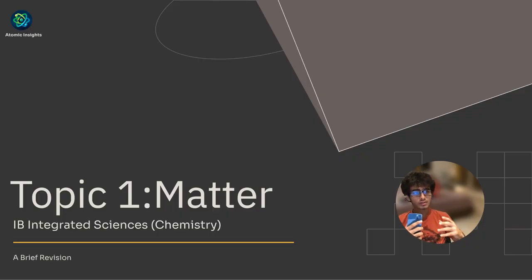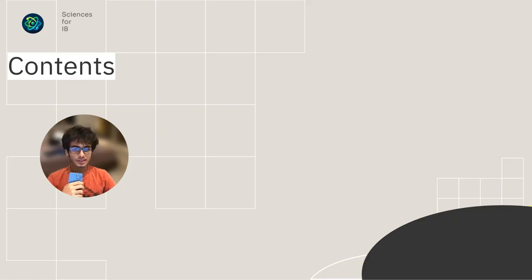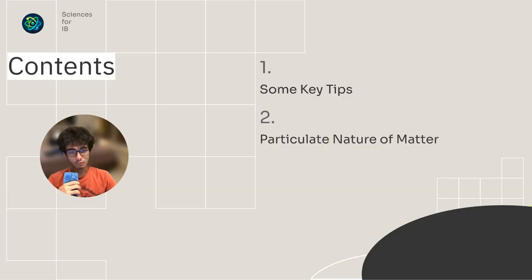Anyway, the topic that we're doing today is very short but also very fundamental: matter from chemistry. So let's get started. Today, I want to focus on three things. Firstly, some key tips for the IB that I feel like every student should know going into the assessments. And then we're going to learn about the particulate nature of matter. And then finally, we're going to look at some separation techniques.